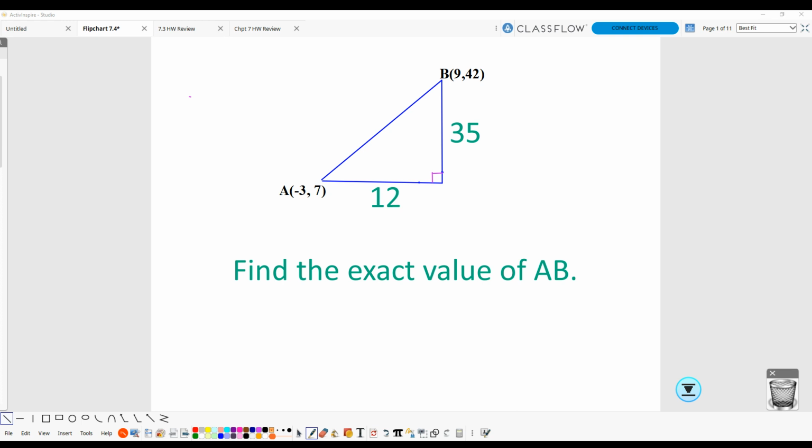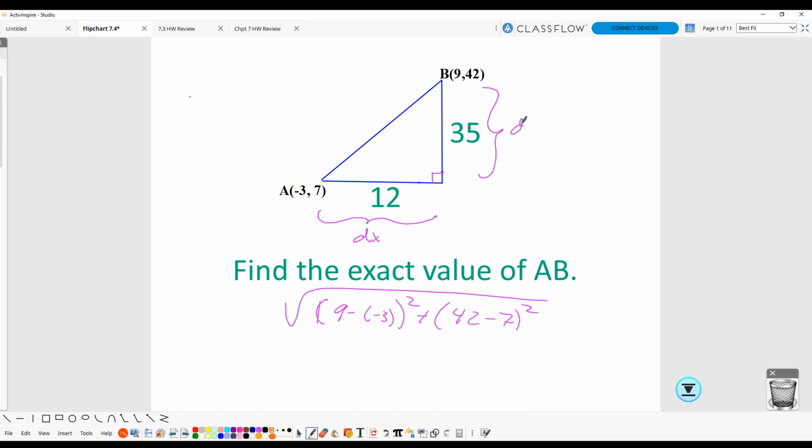What's the answer? 37. And how did you get it? Pythagorean theorem, well, yeah, but exactly what you did was x value minus x value squared plus y value minus y value squared under the square root, also known as dx and dy, right? Change in x, change in y, yes, Pythagorean theorem.